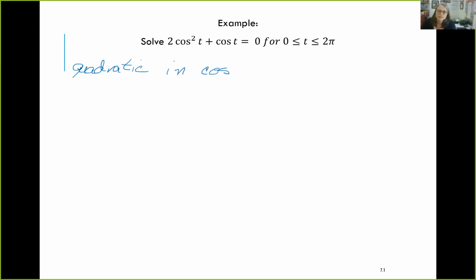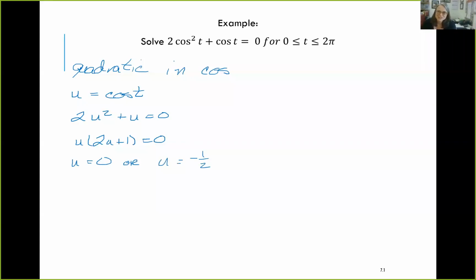Now here's how we're going to solve this. We're going to use a placeholder. We're going to let u equal cosine of t. So everywhere we see cosine, we're going to replace it with u. This means our equation now becomes 2u squared plus u equals 0. And we can solve this, right? This is just a quadratic. We're good at these. Let's factor out the u. So we get u times (2u plus 1) equals 0. So that means that u equals 0, or u equals negative 1/2.